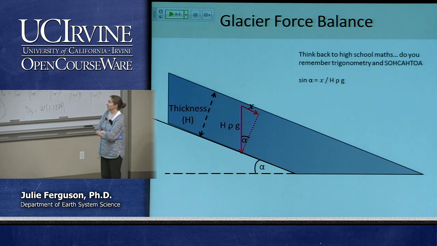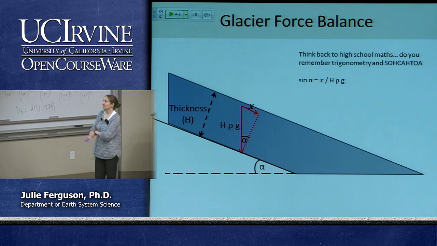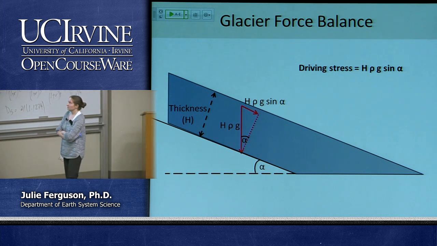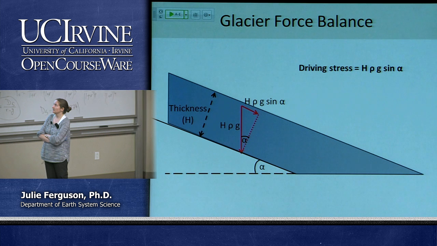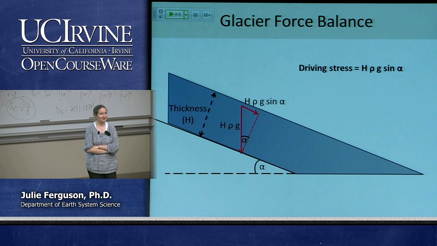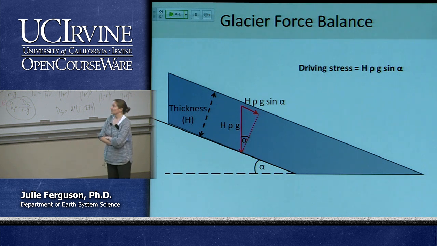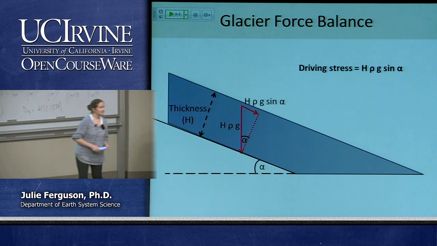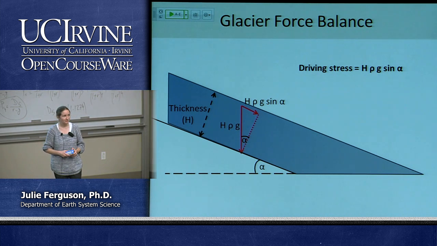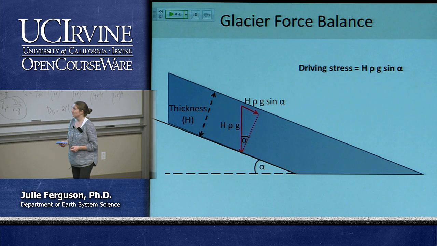So then all we need to do to find x is rearrange that equation. So now I've just rearranged that equation so that my x there is sine of alpha times the height times the density times gravity. So what looks like horrible maths really isn't that bad. It just needs to bring together a few things that you haven't done in a very long time. And that's our driving stress. That's the force that is trying to move our glacier down the slope. And so that's a really important thing.